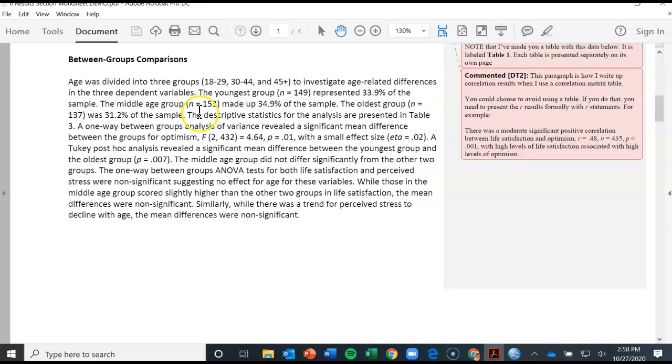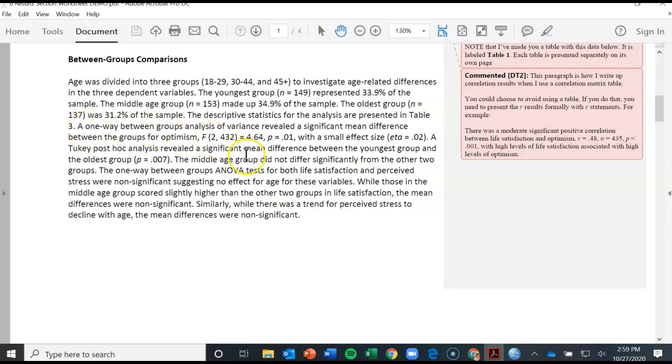The middle age group, I provide the N again, made up 34.9% of the sample. The oldest group, N equals 137, was 31.2% of the sample. The descriptive statistics for the analysis are presented in Table 3. That's where the means and standard deviations are.